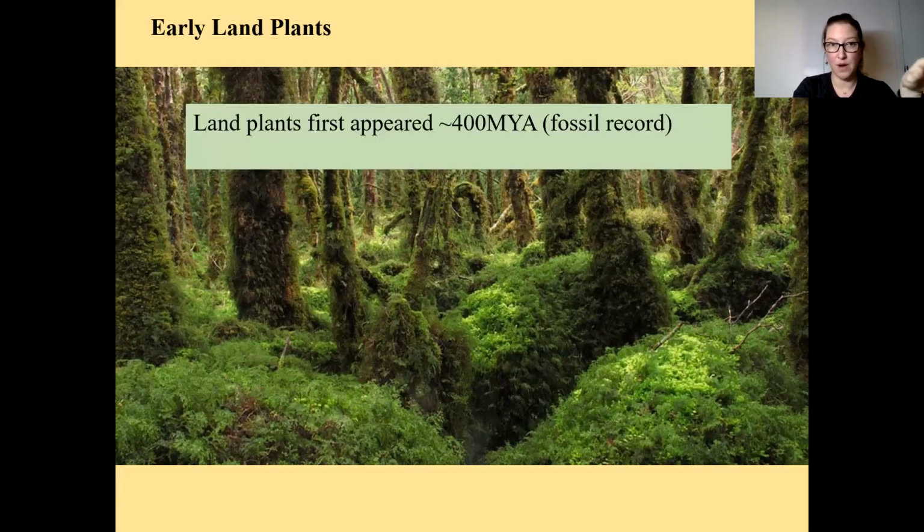So based on the fossil record, we think that the first land plants appeared approximately 400 million years ago. Approximately, right? We weren't there, and the fossil record isn't a complete record, so we have to make our best guess. And so our best guess is about 400 million years ago.